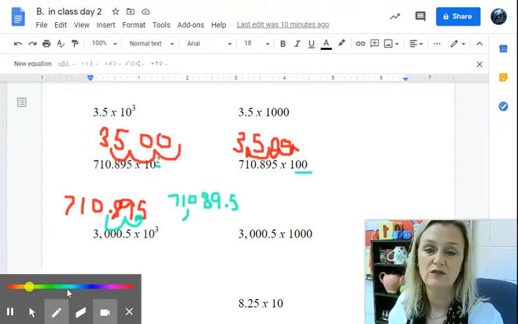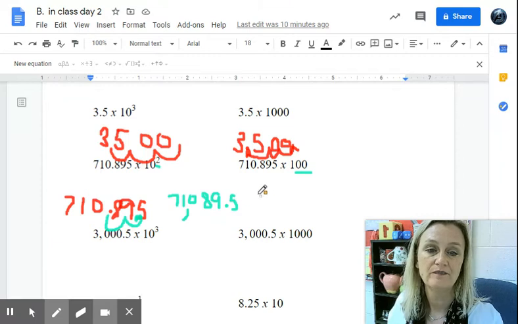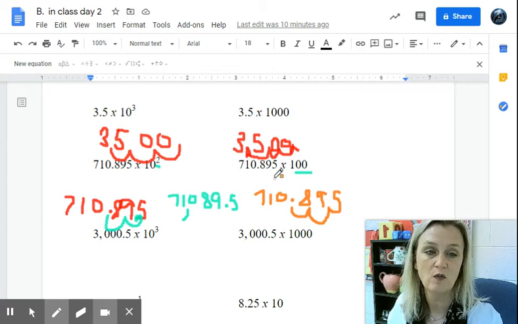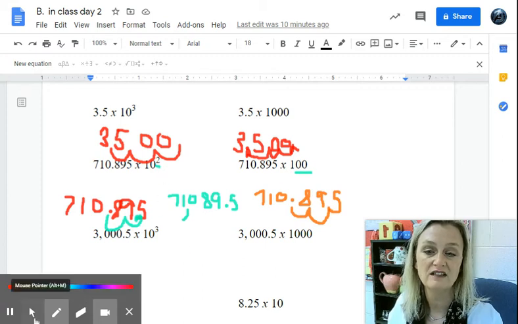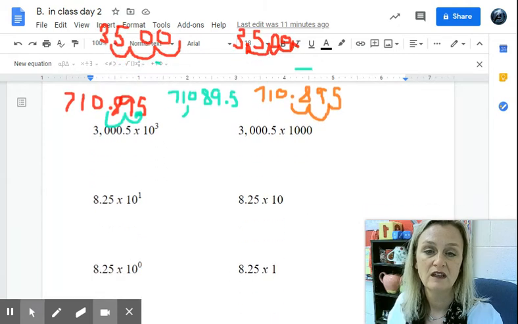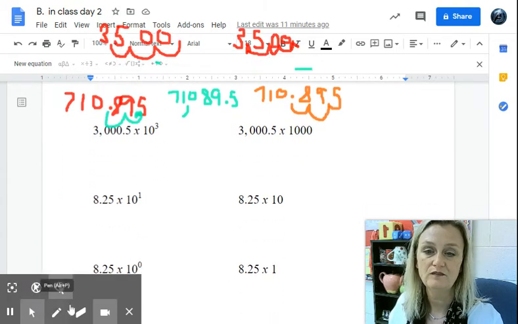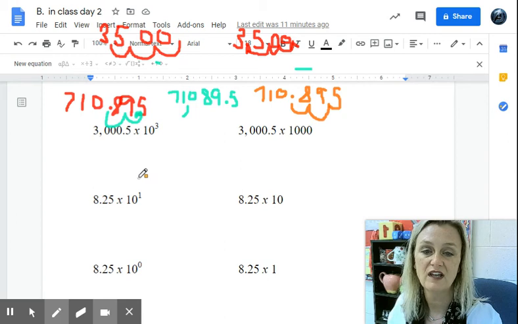Then I'm going to move on to this one. 710.895. 1, 2, move it 2 times. 1, 2. Well, don't you know? Turns out to be the same thing because 100 is the same thing as 10 to the power of 2. The next one. The decimal is here. We find our decimal, move it 1 time, 1 swoop, goes right there.